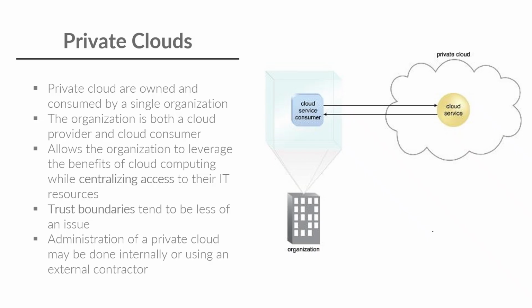So administration of a private cloud may be done internally or using an external contractor. It's like you have on-premise resources, but it's on a cloud that provides services to other parts of the company or departments. Does it make sense? So in the figure here, we have a cloud consumer in this organization's on-premise environment. Okay, it's a private cloud. It accesses a cloud service on that private cloud. Just a simple example.